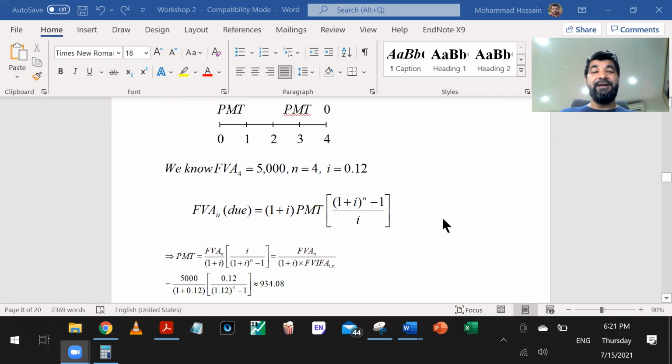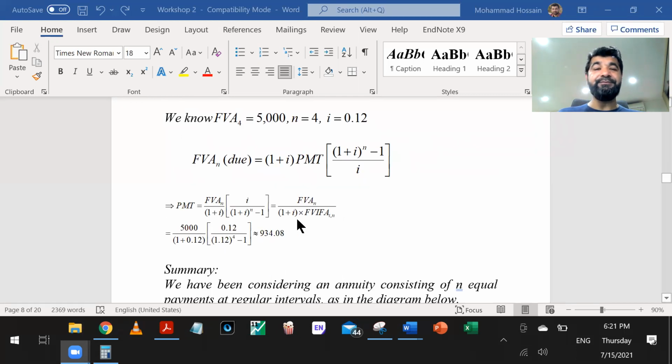Okay. So yes, look here. They mentioned here in brackets "due", so we know that we have to multiply by 1 plus i. Why is there no m in the denominator? Because this is compounded annually. You don't have to do anything with the m.